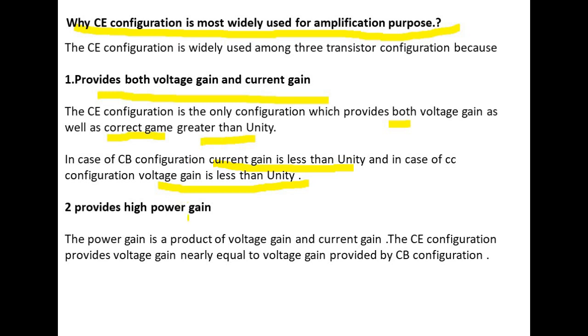So common emitter configuration provides high power gain. The power gain is a product of voltage gain and current gain. The common emitter configuration provides voltage gain nearly equal to voltage gain provided by the common base configuration, because common emitter configuration is the only configuration in which both voltage gain and current gain are greater than unity.